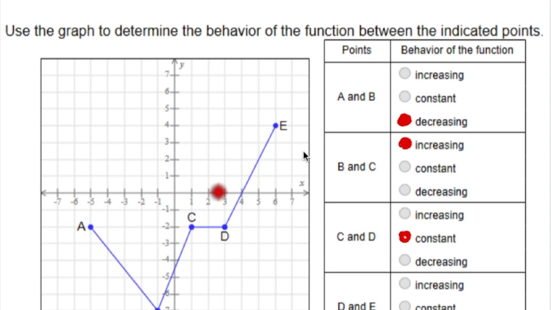Which brings us to the last section that they ask us to look at, which is the section between D and E. So left to right, D to E, I go uphill or I move upward, which means that the graph is increasing in that segment. So you should be able to tell in any segment of the graph that we ask you about whether it is increasing, decreasing, or constant.